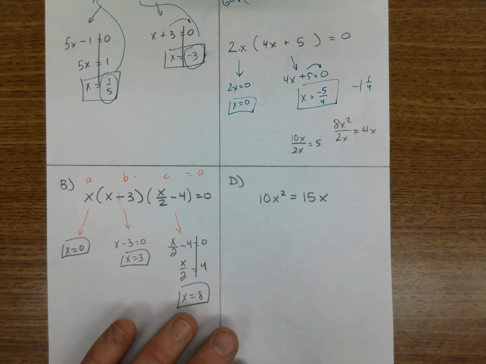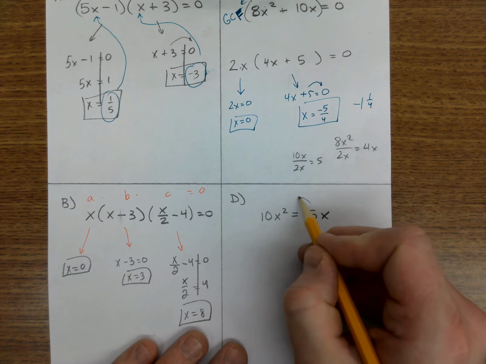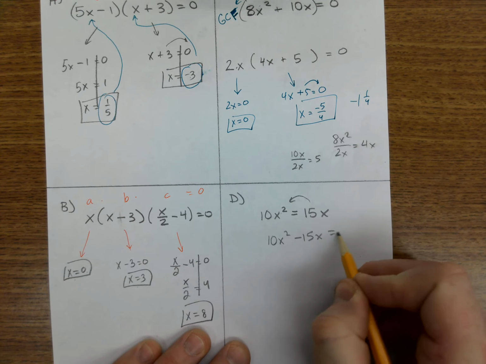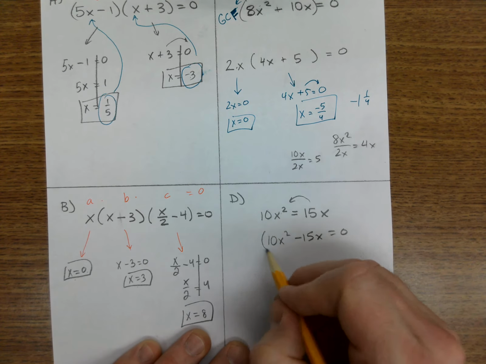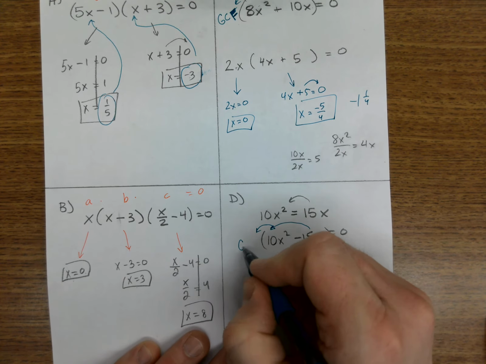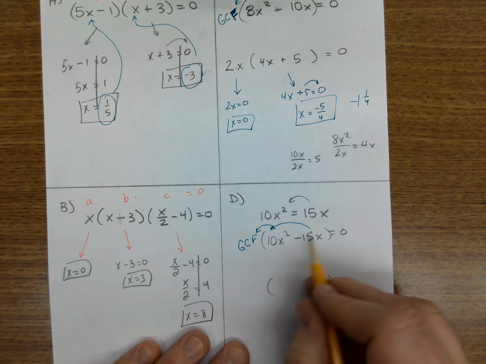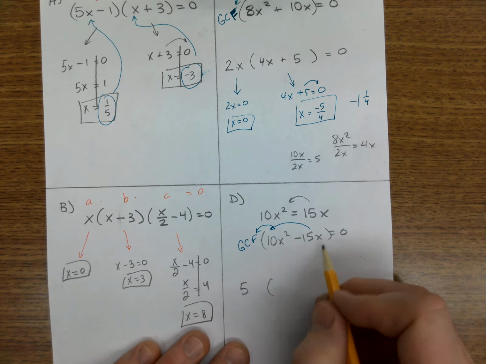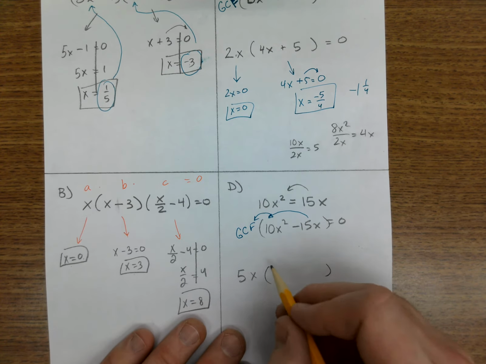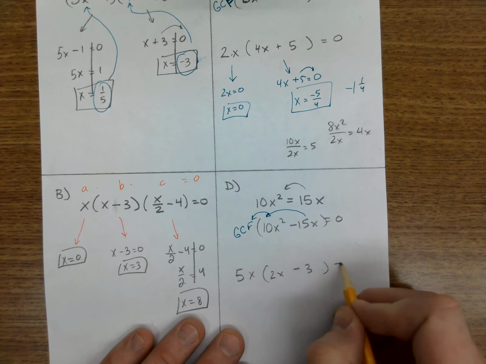All right, on the last one, same deal. We have to make it look like one of these problems. So let's subtract this over. Let's factor out a GCF. Again, I like to use this notation just so we don't forget. We're looking for that GCF, and what's the GCF of 10 and 15? Well, it's a 5, and for x squared and x it's x. Take this, divide it by 5x, and we have 2x. Take this, divide it by 5x, we have 3.